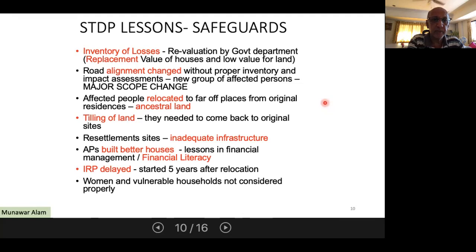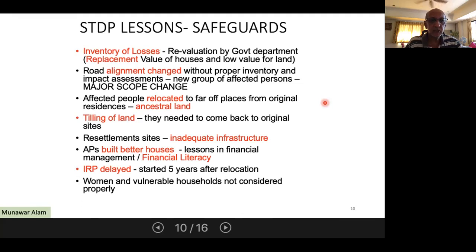One aim, of course, is to minimize relocation and resettlement. The other is to keep people as close to their original sites as possible. Because these were ancestral sites, people were really emotionally attached to them. Some relocation sites were 15 kilometers away, so people had part of their land at the original site and had to live somewhere else. Even to till the land, they had to come back to the original site. So they were really facing huge issues.